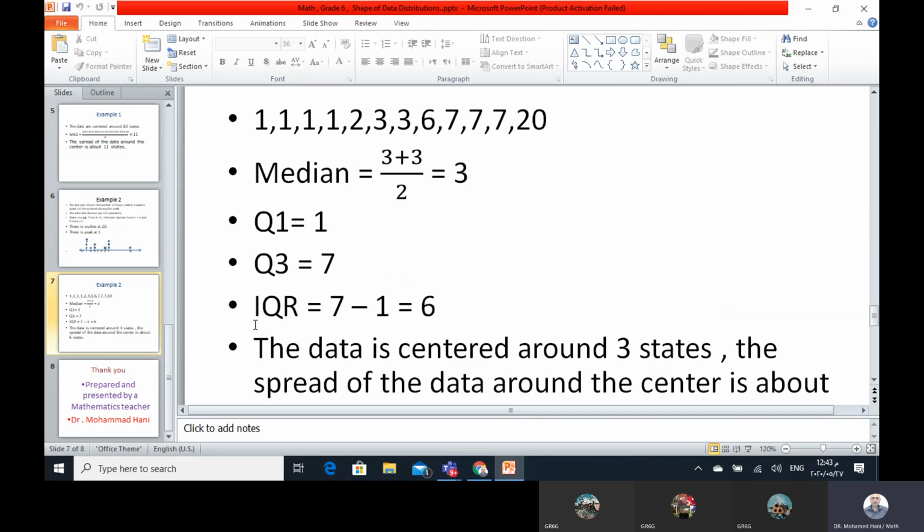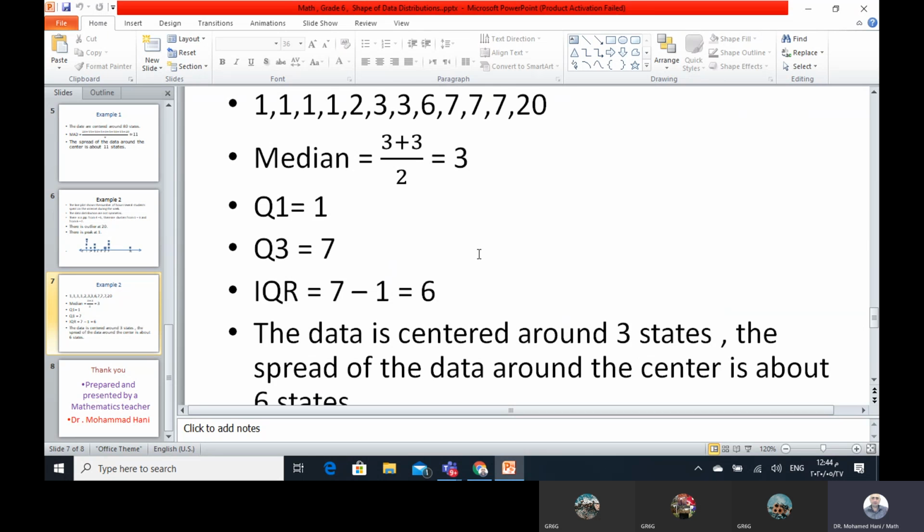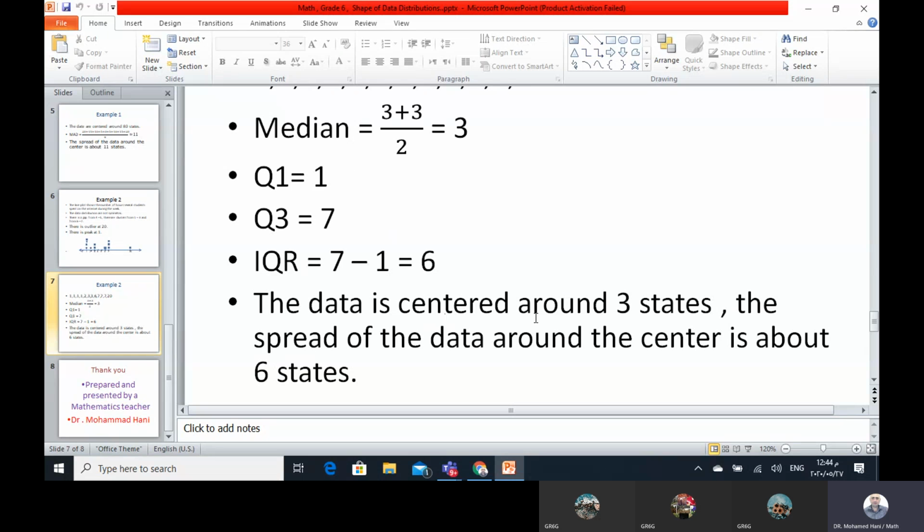How to find the interquartile range? Q3 minus Q1. 7 minus 1 will be 6. So the median determines the center of the distribution, and the interquartile range determines the spread. So I can write that the data is centered around 3 states, and the spread of the data around the center is about 6 states.